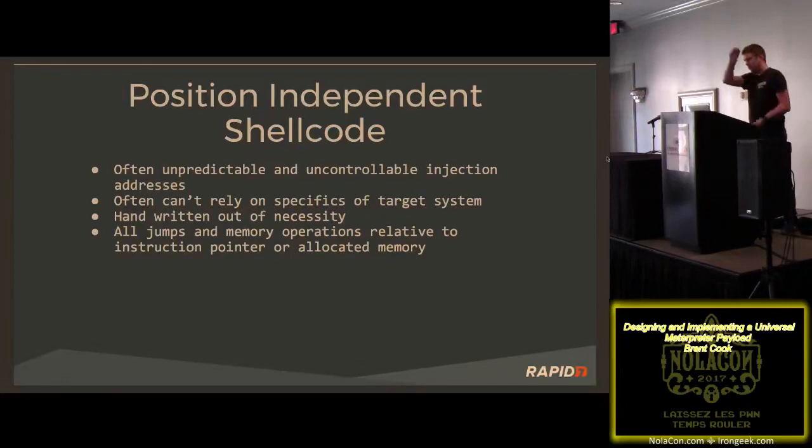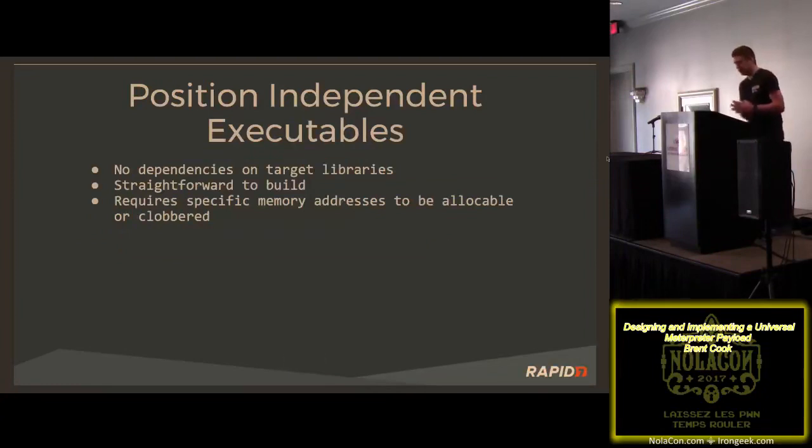What you normally want to do when you write shellcode is write it in a position-independent way because you don't know where it's going to be injected. You might have some sort of NOP sled that runs into it, and it could be anywhere within memory. So you want to make sure it works in all different kinds of scenarios. But we don't want to write Meterpreter in hand-generated assembly code. Obviously, that's not going to work. So the solution here was position-independent executables.